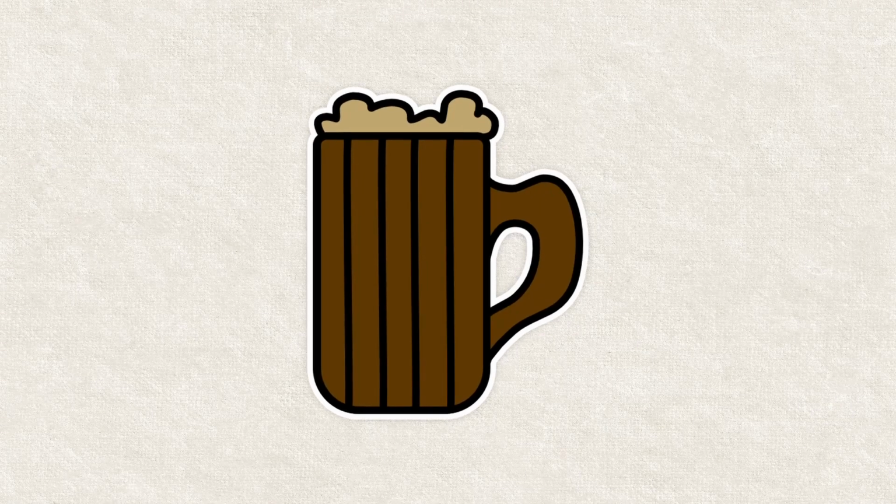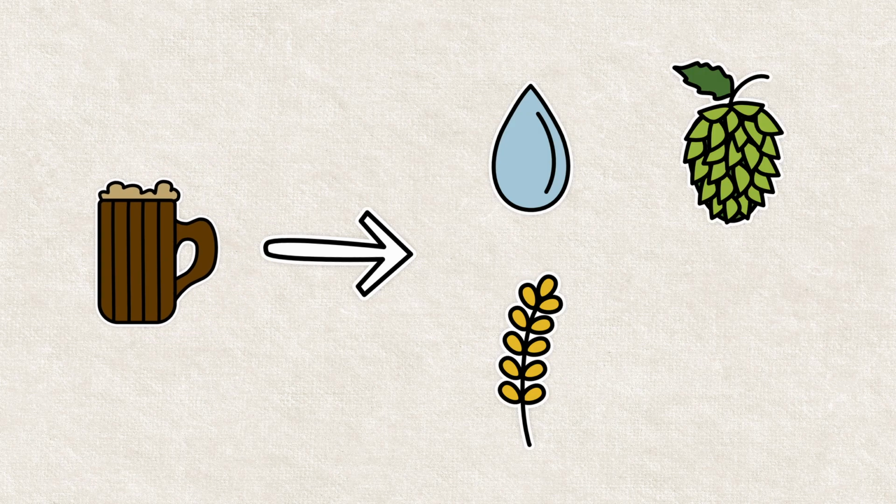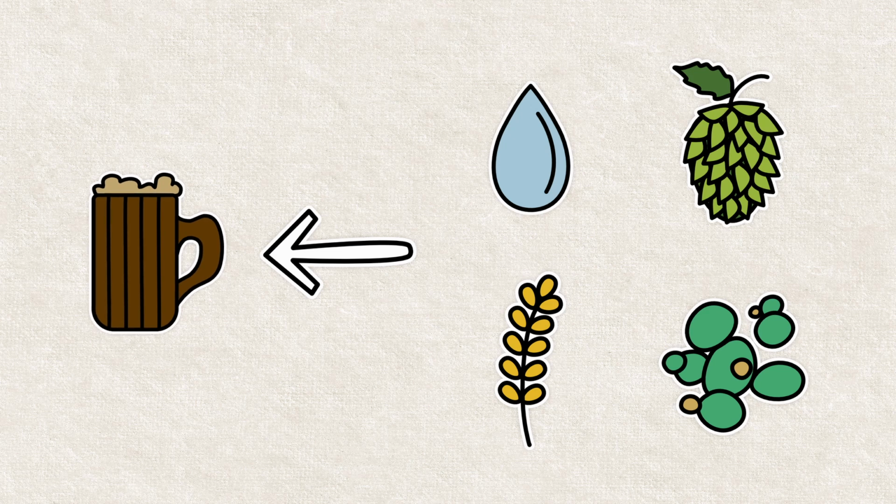Beer is a type of drink that adults can enjoy. It's made from four main ingredients: water, grain, hops, and yeast. Each of these ingredients plays an important role in making beer.